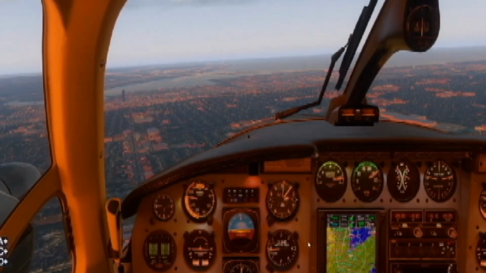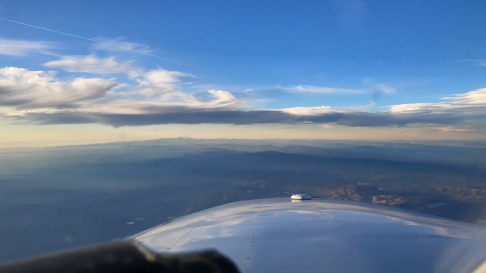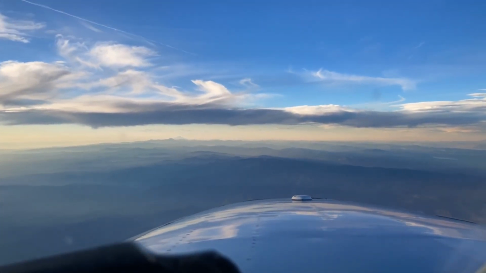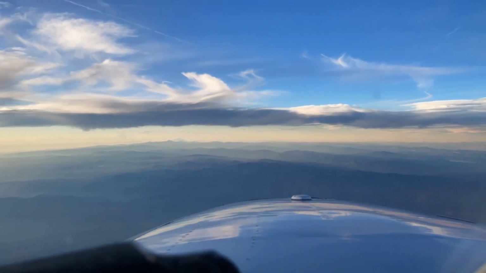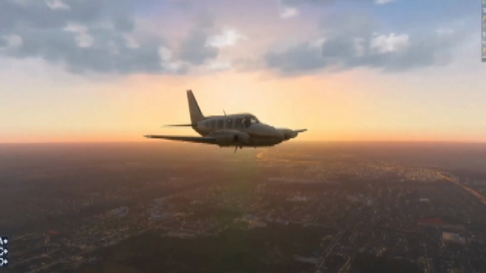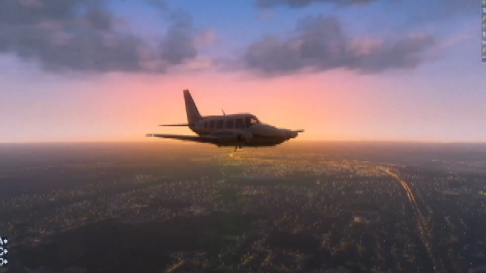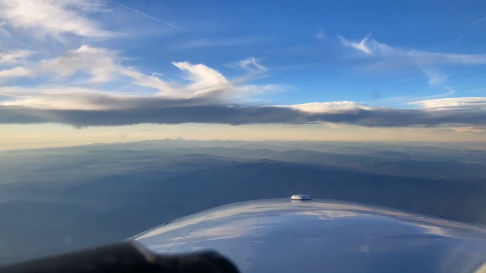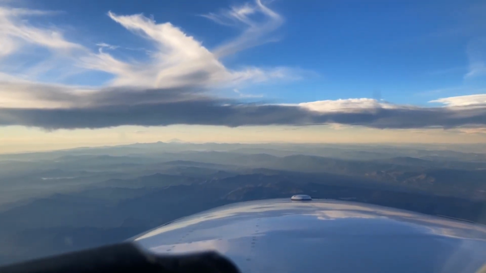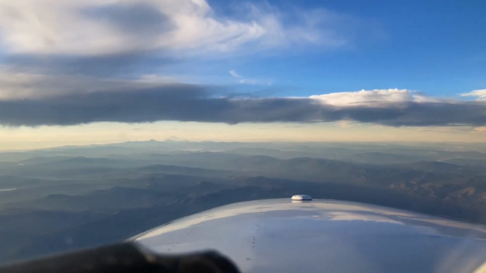Introduction. Maintaining straight and level flight is a fundamental skill in aviation, requiring a pilot to keep the aircraft at a constant altitude and heading without significant deviations. While instrument readings are crucial, visual references play a vital role, especially in visual flight rules, VFR conditions. This chapter explores the primary visual references a pilot can use to achieve and maintain straight and level flight.